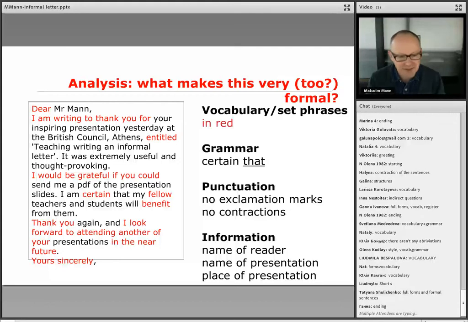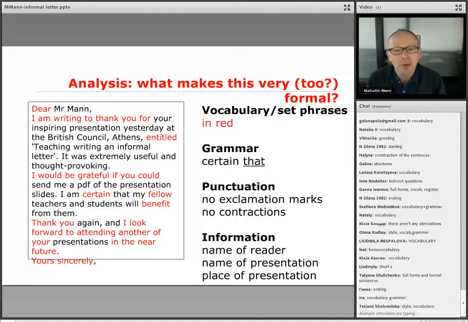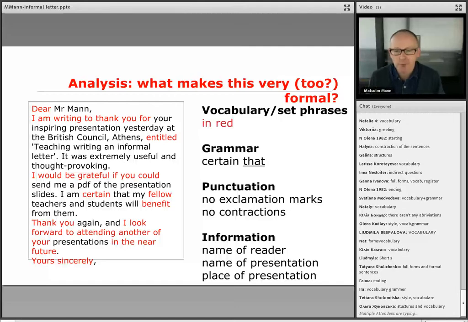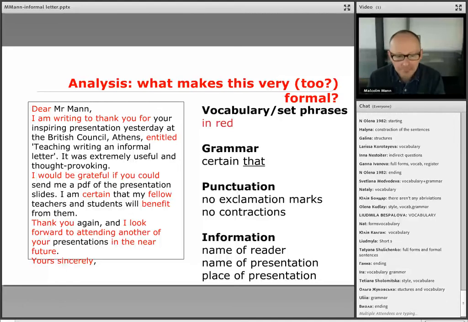The verb benefit is formal. Thank you, not thanks, is more formal. I look forward to doing is a formal structure. In the near future is more formal than soon. Yours sincerely is a formal letter ending. So there's vocabulary and set phrases that make it formal. There's also grammar that makes it formal. I am certain that. We could drop the word that, and that makes it a little bit more informal.